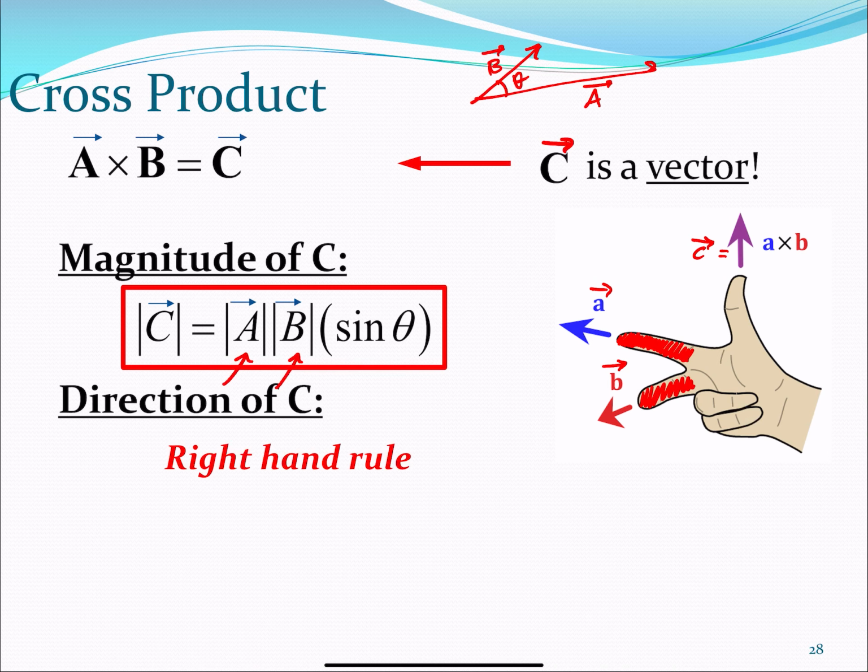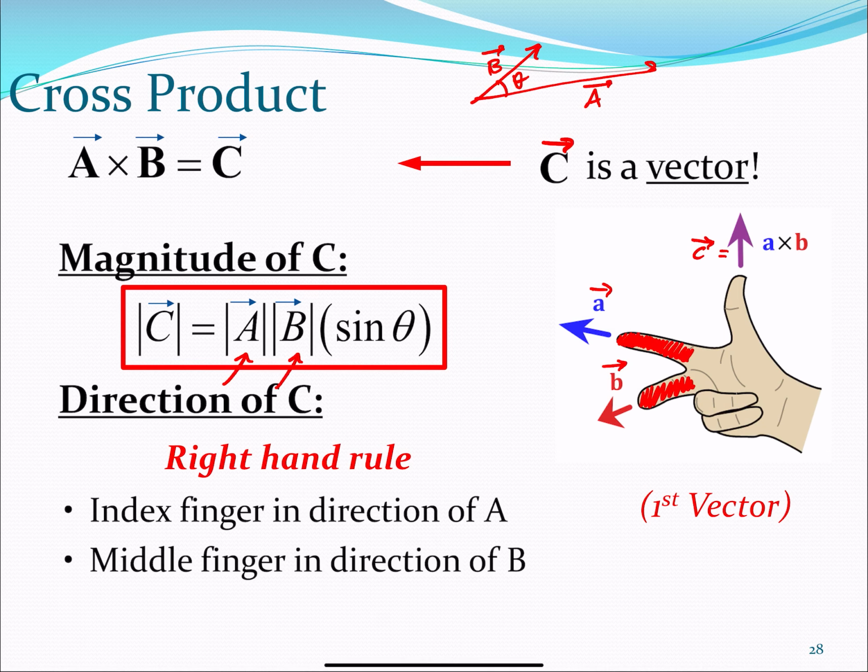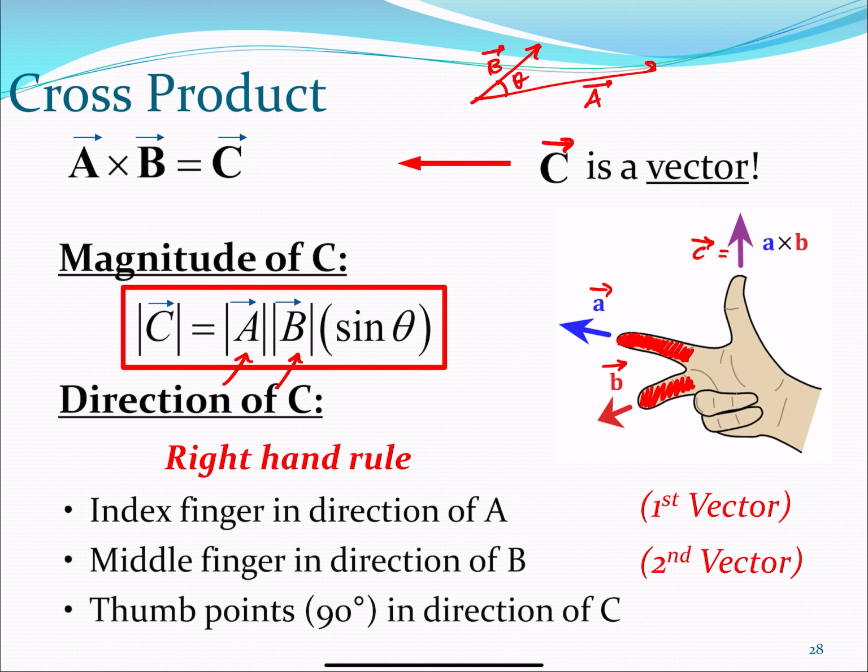Perpendicular to both. So right-hand rule: index finger on vector A, middle finger on vector B, and the thumb will give you vector C. A cross B equals C in the direction of your thumb. Just to summarize these rules, we have them written here. Index finger in the direction of A is the first vector. Middle finger in the direction of B is the second vector, and that gives you the thumb, pointing up 90 degrees. That will be the direction of C.